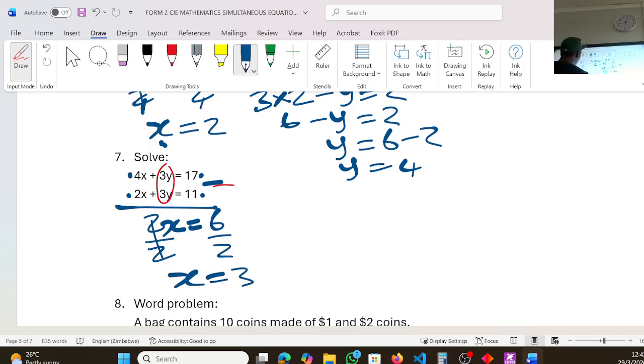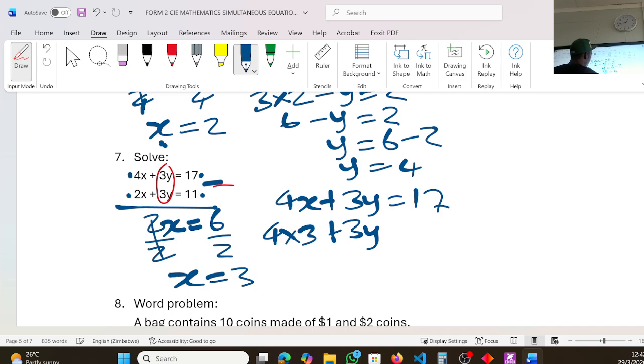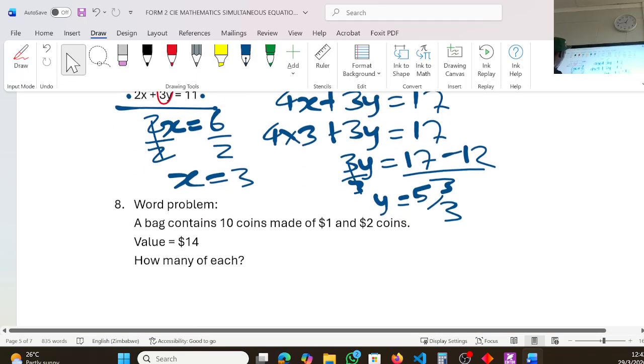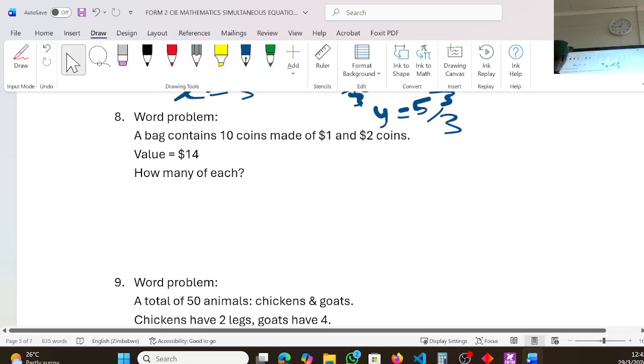Then let me pick the first equation, which is saying 4x plus 3y equal to 17. But I know I've got the value of x, so x is 3, so 4 times 3 plus 3y equal to 17. Therefore, 3y is equal to 17 minus 12. And when we divide both sides here, y is equal to 5 over 3. Then moving to number 8.